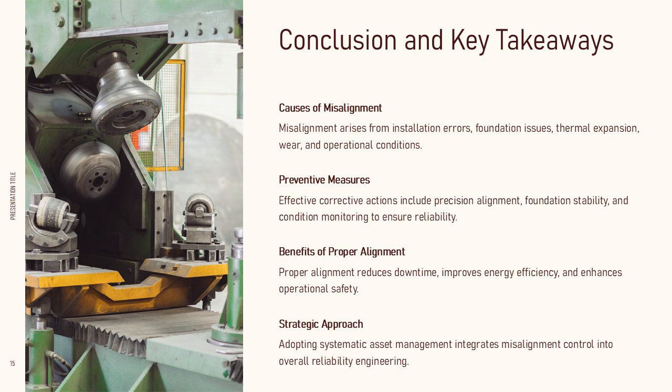Machine misalignment between driver and driven equipment is a common but preventable reliability issue. Its causes are multifaceted, encompassing installation practices, foundation integrity, thermal effects, operational conditions, wear, and external influences. Understanding these root causes enables maintenance and engineering teams to implement effective corrective and preventive measures. Precision alignment, when combined with stable foundations, proper operating practices, and ongoing condition monitoring, delivers significant benefits in terms of reliability, energy efficiency, and safety.